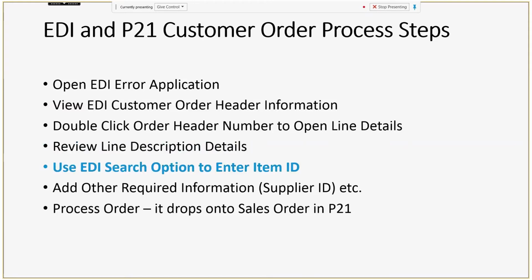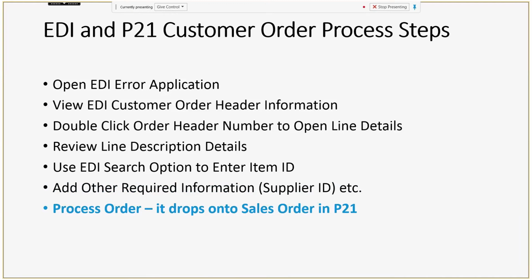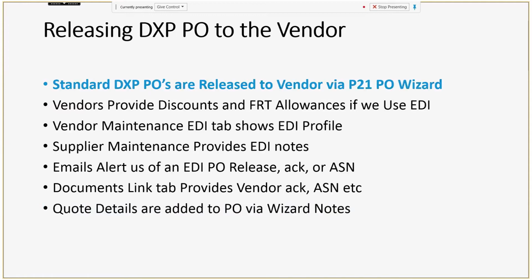And we'll also have some where we do some searching to try to identify item IDs. We'll talk about maybe supplier IDs when you're trying to add an item on the fly. And when it's all identified, we'll go ahead and just click the process button to drop that order into P21 onto the sales order.